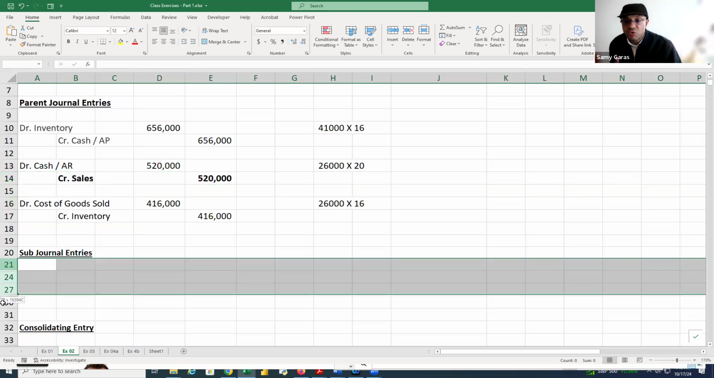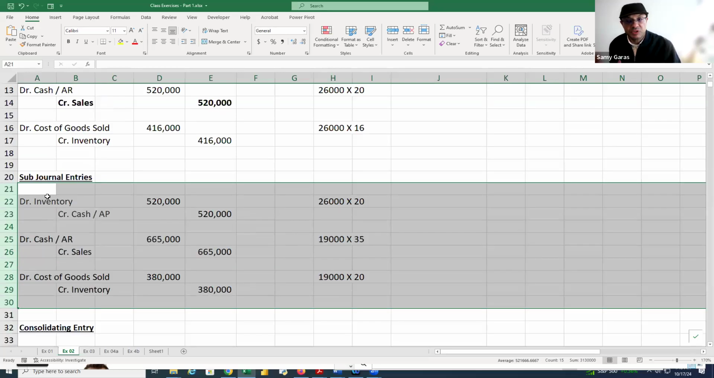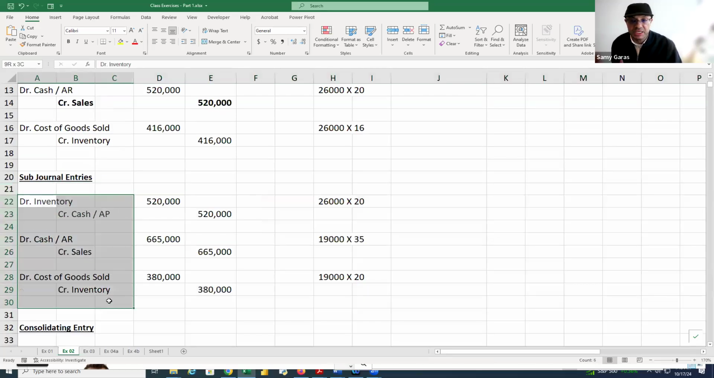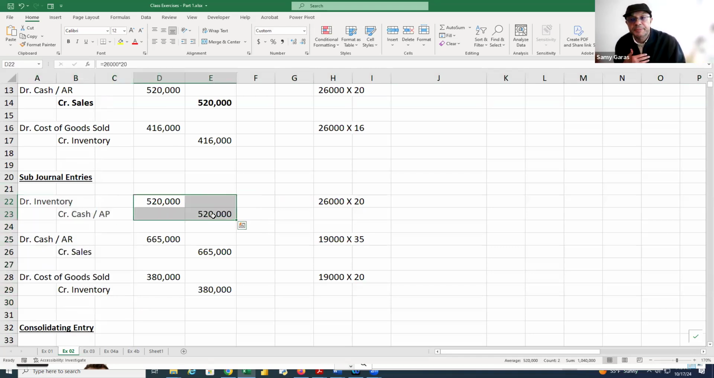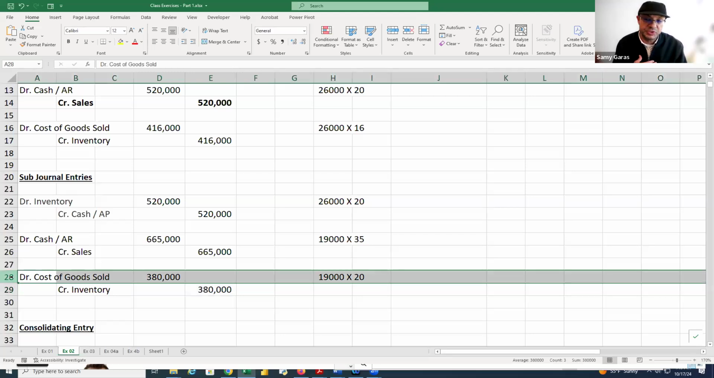For the subsidiary, we make 3 journals. The accounts will be almost the same. You debit inventory, credit cash, debit cash, credit sales, and cost of goods sold. So we have no issues here about the accounts, but our problem will be with the amounts. Here, the subsidiary purchased 520, which we put here. But when we sold, we didn't sell the 26,000. We sold 19,000. And here is their selling price, and here is their cost price.